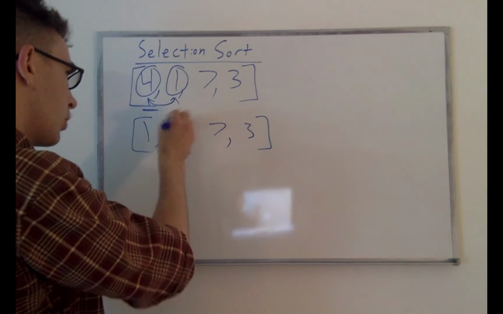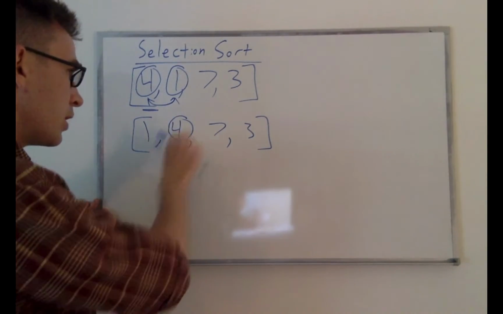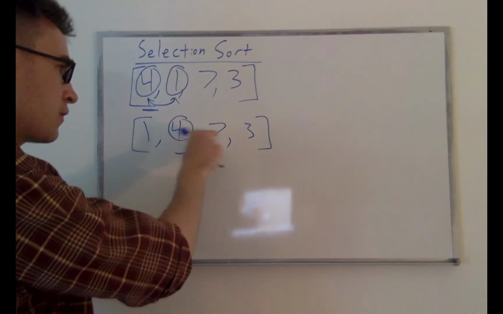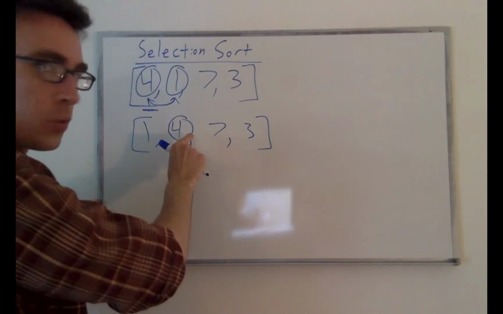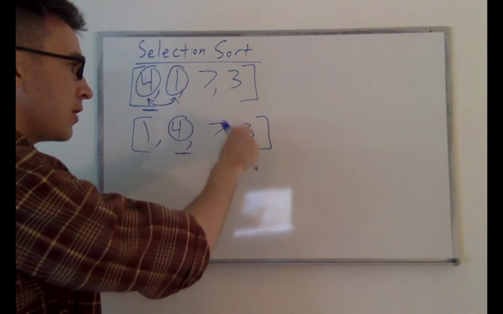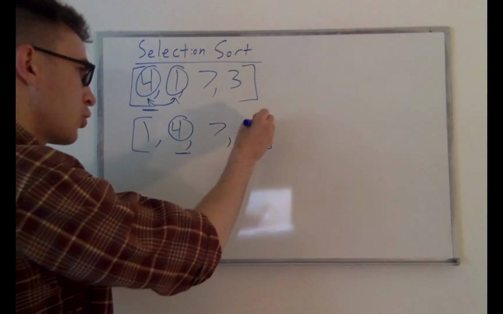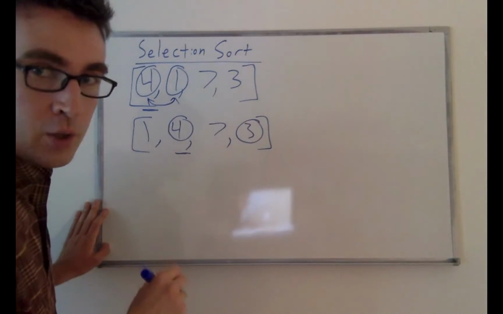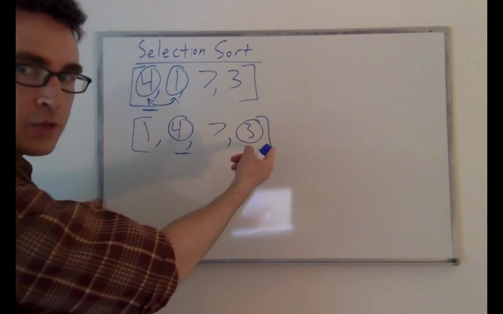So I'm going to circle 4 because that's the smallest one we've seen so far. And then we iterate through each value. So the next value is 7. 7 is not smaller than 4, so we're just going to keep going. Still, so far, 4 is the smallest one we've seen. And then the next value is 3. So 3 is smaller than 4, so I'm going to circle 3 because this is the smallest value we've seen so far. And then, okay, that was the last value.